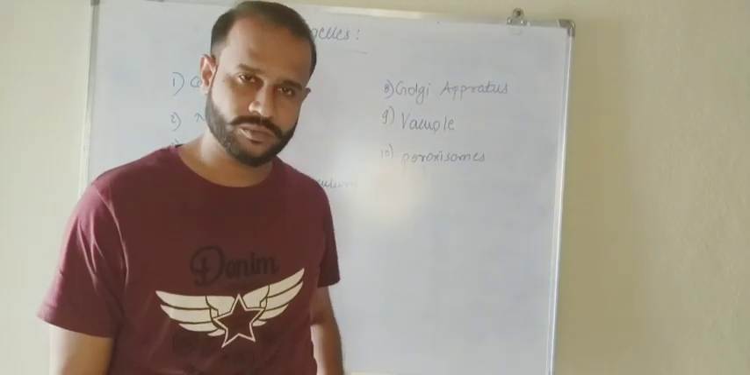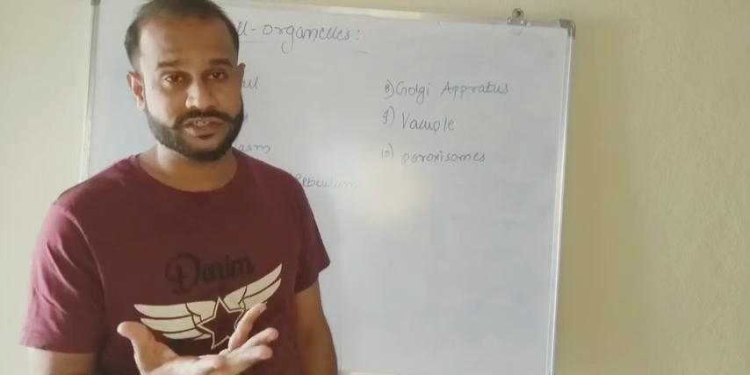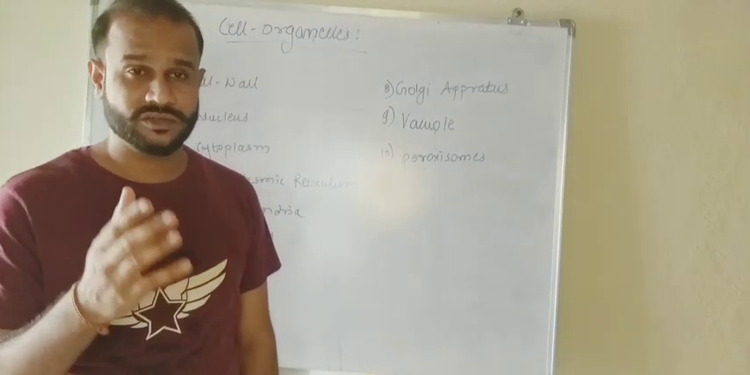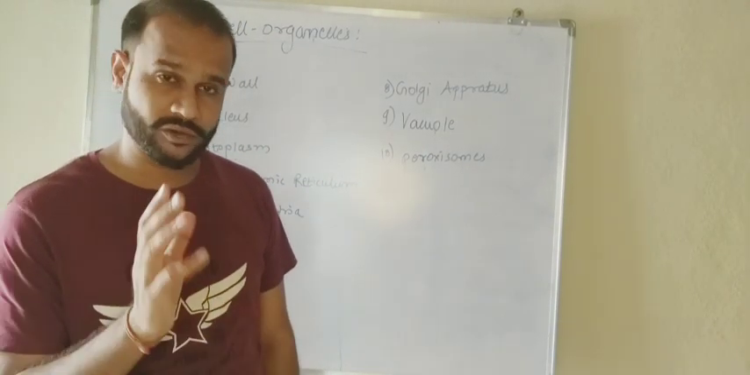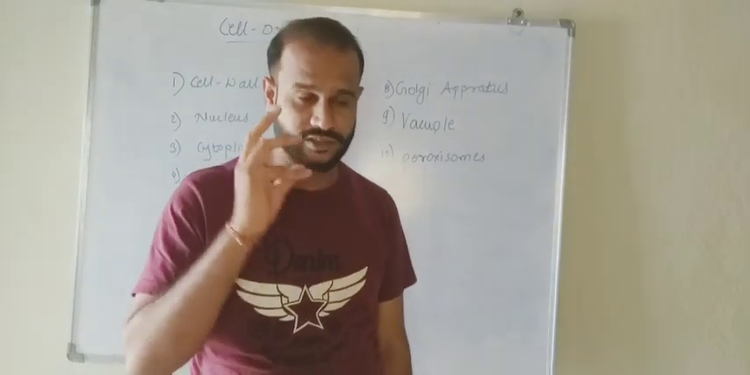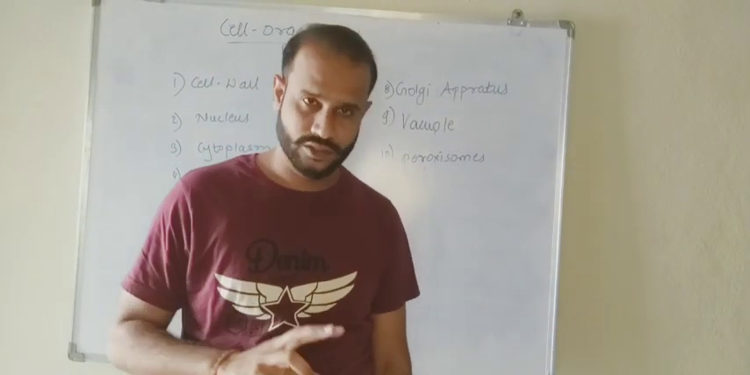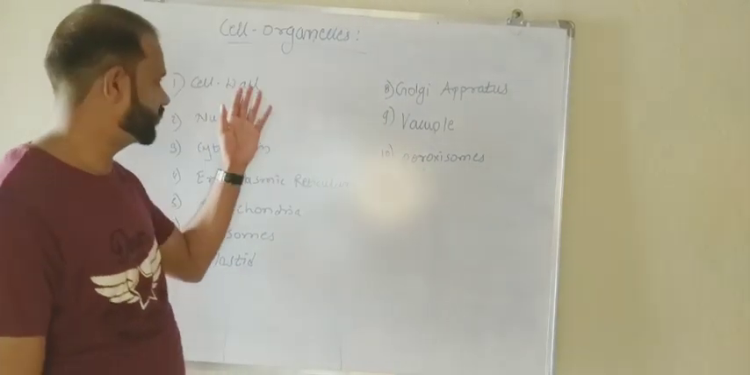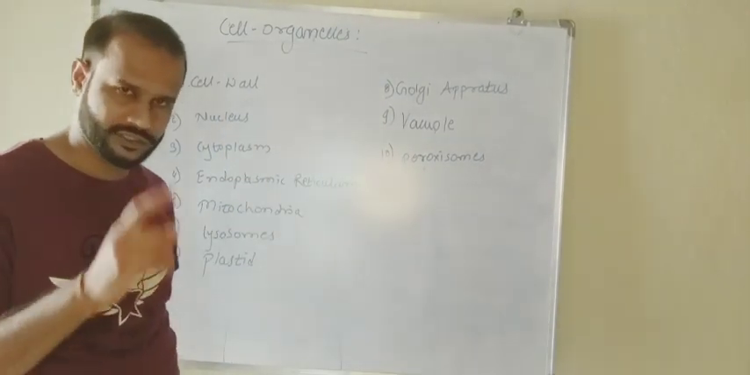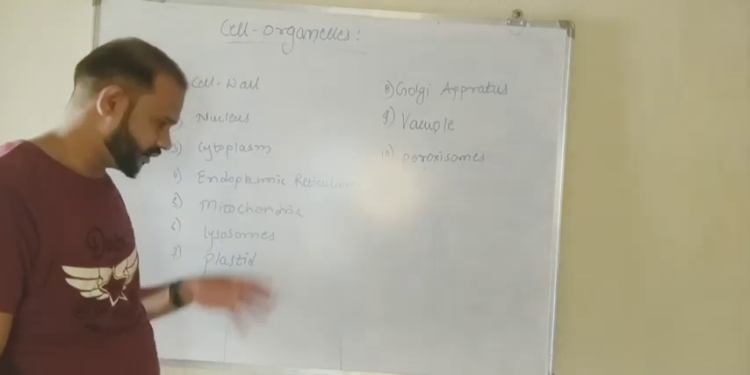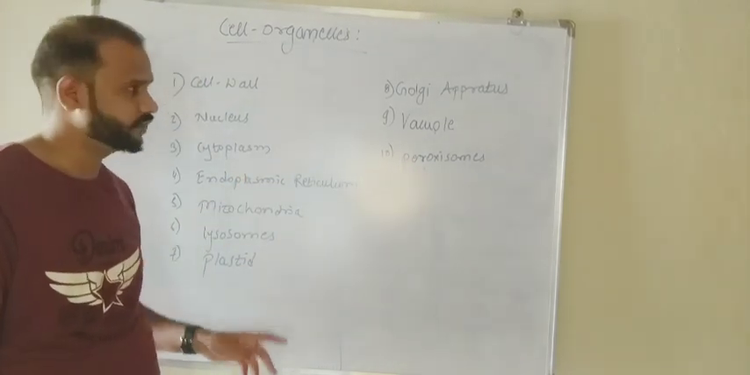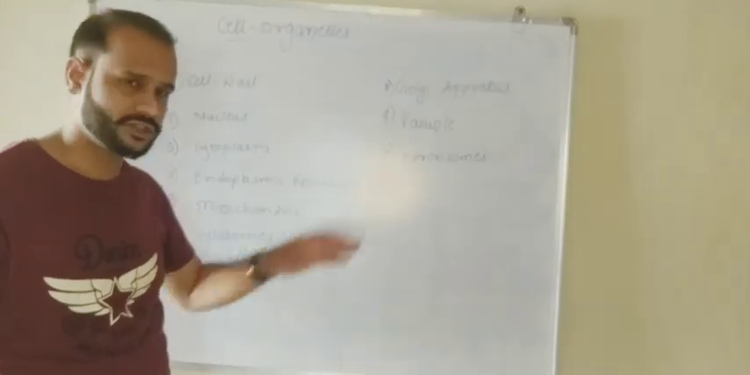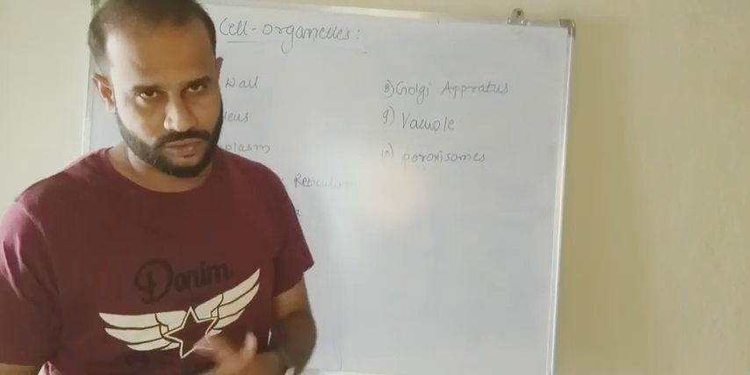Peroxisomes are microbodies which help in the beta oxidation of unsaturated fatty acids. What does beta oxidation mean? What do saturated and unsaturated fatty acids mean? We'll see in detail one by one. So in the next lecture we'll see cell wall, nucleus and cytoplasm in one lecture. Then in the next lecture we'll see these four, and in the third lecture we'll finish all the cell organelles.